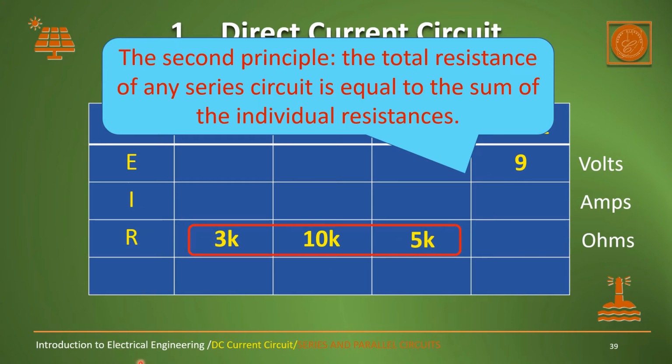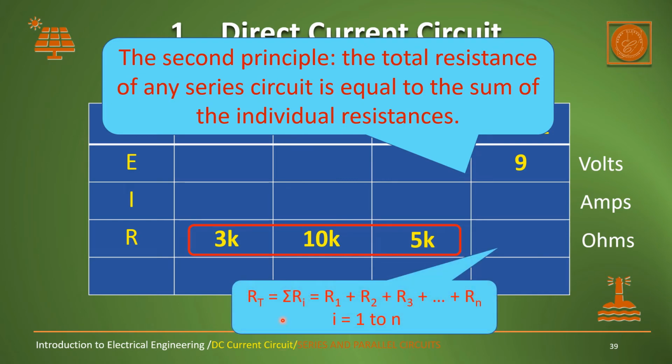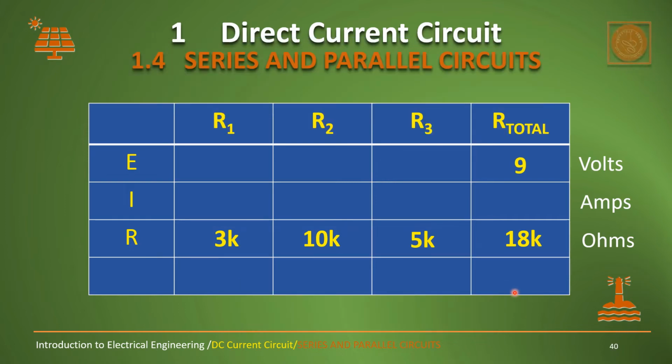R total should equal the sum of Ri, which equals R1 plus R2 plus, until Rn. In this circuit, we only have 3 resistors, so we add all 3 resistors. It is 18K. We already have the total resistance in the circuit. How do we continue to fill the table?